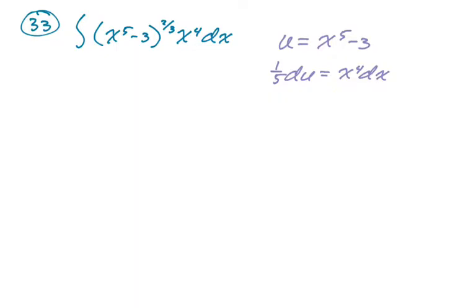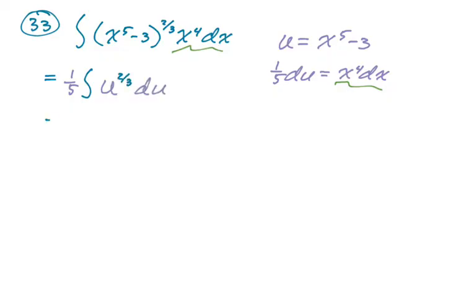So I mean, it did happen, right? And this is something that you can kind of take for granted that it will happen, especially at the Calc AB, Calc BC level. It kind of has to work, or you would need to know more techniques of integration than you currently know. So I have an x to the 4th dx. That's going to be 1/5 du. So I'm pulling out 1/5. And it'll be the integral of u to the 2/3 du.